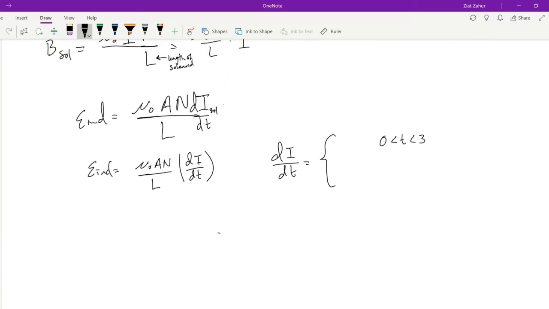Alright, so here we have the derivative. From 0 to 3, dI/dt is equal to 2t. Or we write it as I and then integrate it, but you know, this is 2t from 0 to 3. And then here, the change in current is 0.